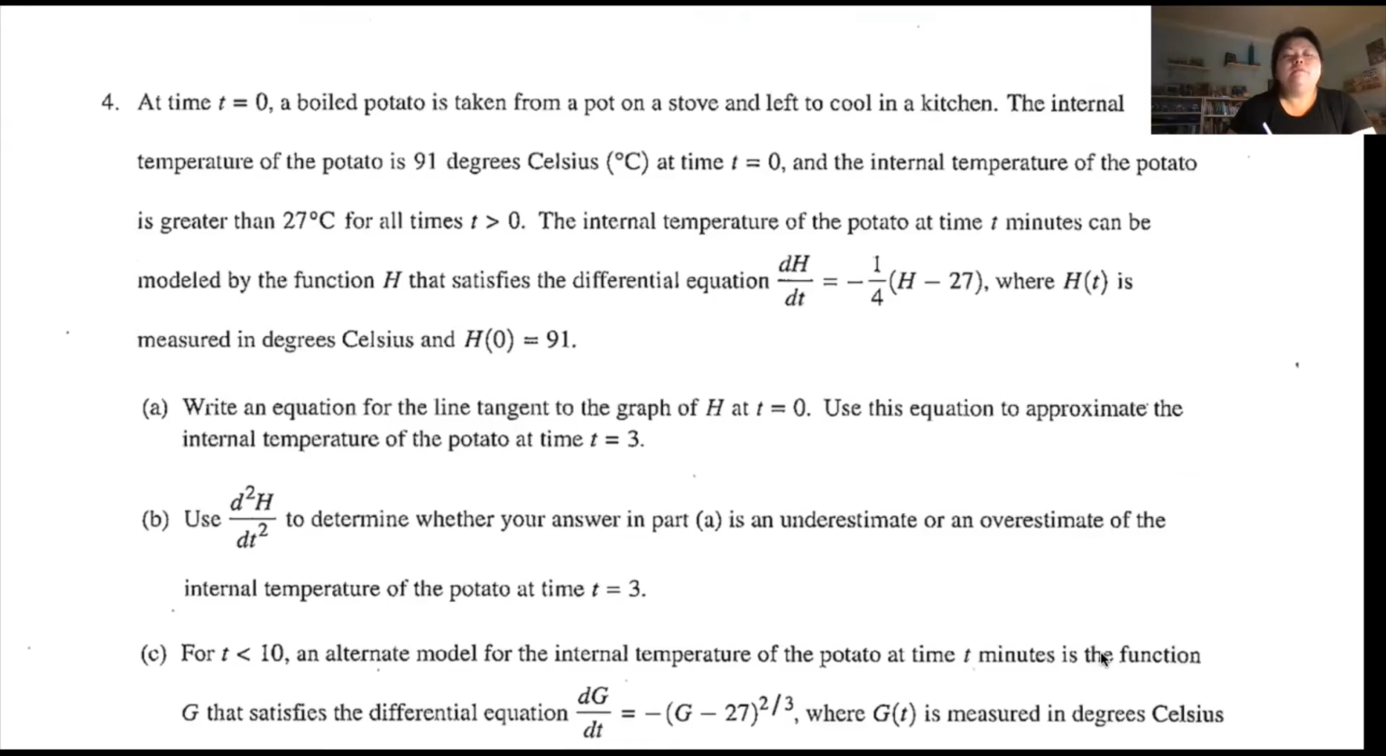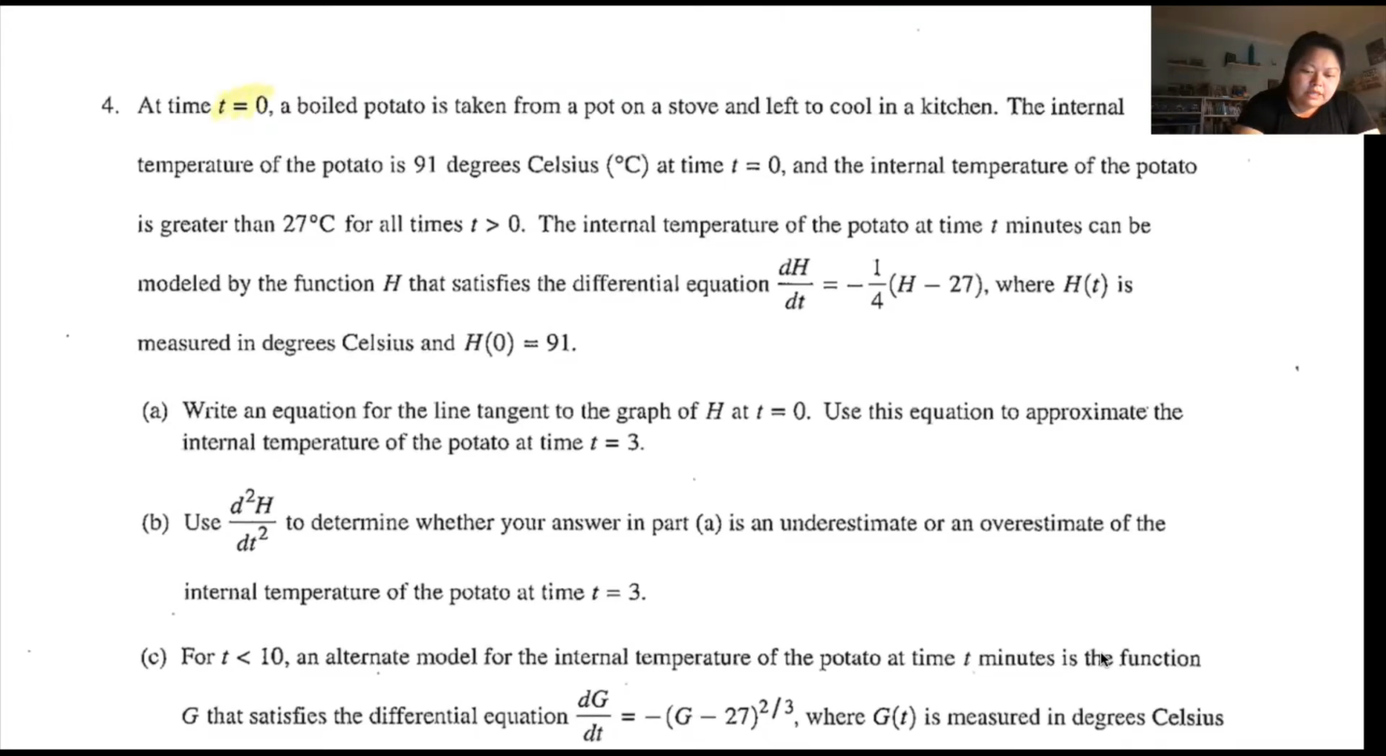Okay, we're on FRQ 2017, FRQ number 4, and this is about a boiling potato. At time t equals 0, a boiled potato is taken from a pot on the stove and left to cool in the kitchen. The internal temperature of the potato is 91 degrees Celsius. All right, so far we've got two important pieces of information. At t equals 0, it is 91 degrees, right? The internal temperature of the potato is greater than 27 degrees for all times t greater than 0.